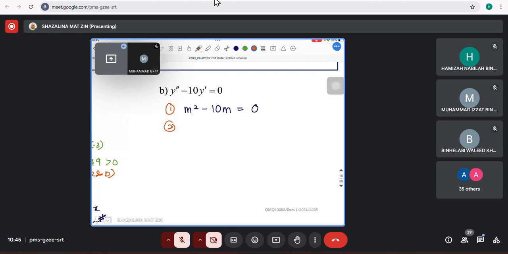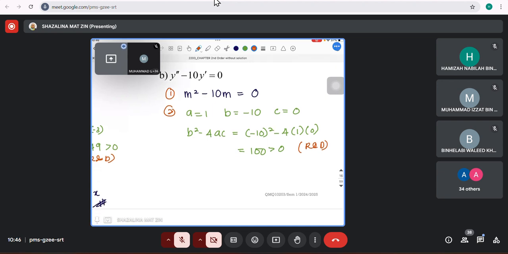Step number 2. Okay. Calculate b square minus 4ac. So in this case, we have a equals to 1, b equals to negative 10, c equals to 0. So calculate b square minus 4ac. We have negative 10 square minus 4, 1, 0. So is 100, which is greater than 0. So kalau greater than 0, the root is real and distinct.